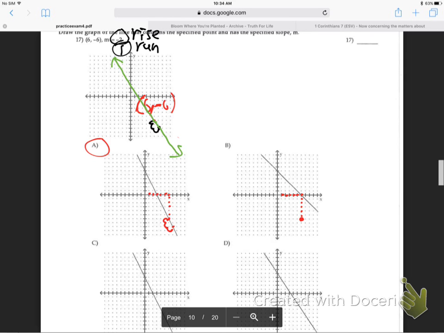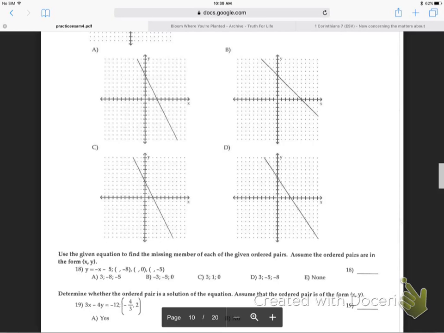Let's try C. 1, 2, 3, 4, 5, 6. Oh, it's going to be off my screen. I'm going to have to roll the screen. Pay attention to the swing. Okay, so let's try C. Over 1, 2, 3, 4, 5, 6, down 1, 2, 3, 4, 5, 6. No, it looks like it misses. It goes under it. It's close, but it misses. You've got to count real careful there. Here's the point right here, 6, -6. The line barely misses. So it's not C.